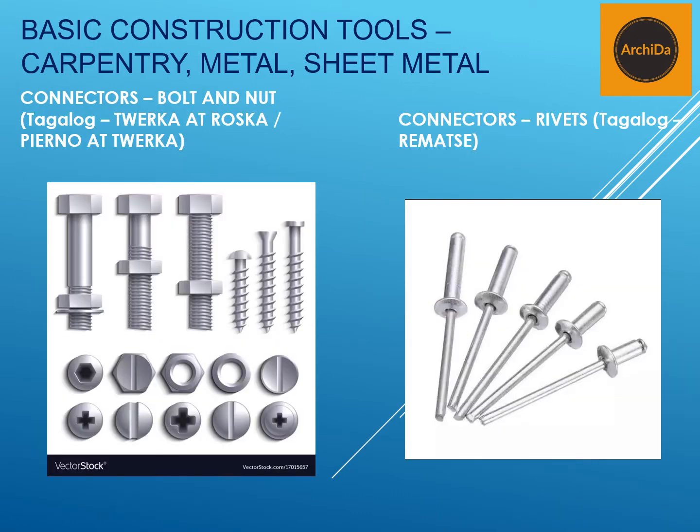The next type of connector is the bolt and nut. In Tagalog, it's called tuerca at rosca or pierno at tuerca. If you look at the left side portion, you can see that there are various heads used. You can either use a wrench to tighten it or you can use a screwdriver to tighten it. In the right side portion, one of the connectors is the rivets, or in Tagalog, it is called rematse.